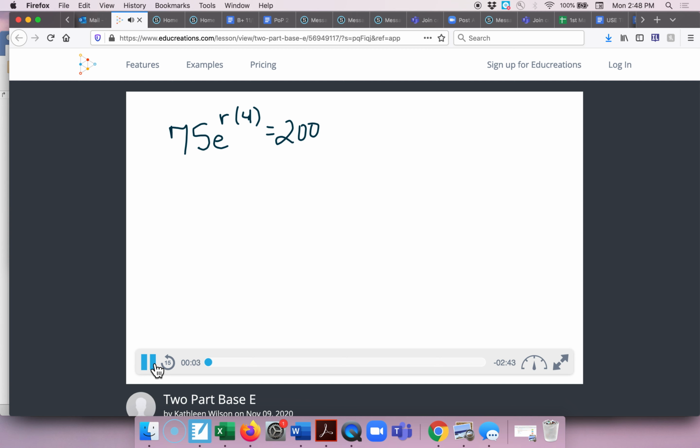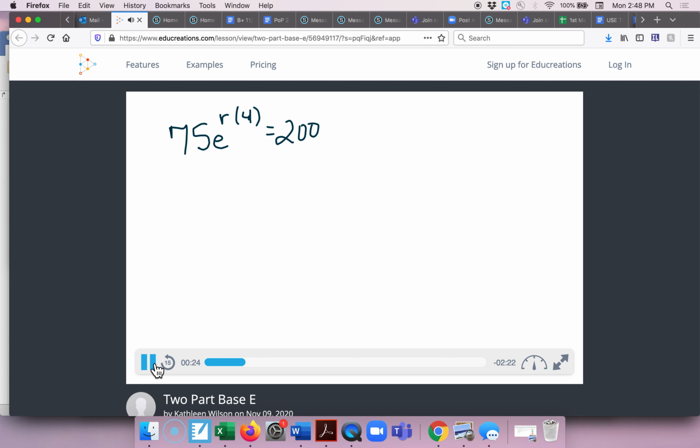Okay, so let's look at what we do not know. We do not know the rate at which the bacteria are growing. What do we know? We know that we started out with 75 and 4 hours later we had 200. So the way the formula works, P e to the RT, P is always your starting number. T is time, so it's 4 hours.